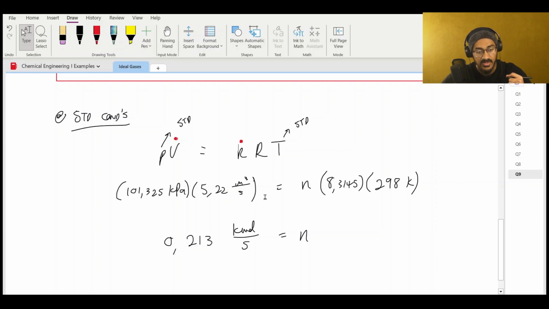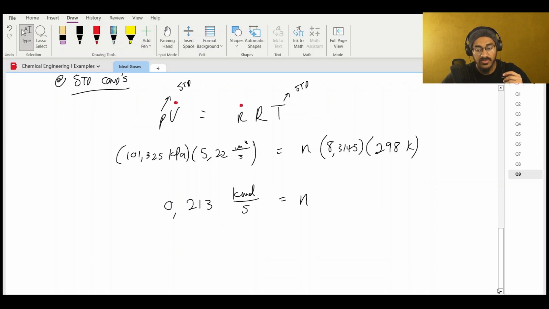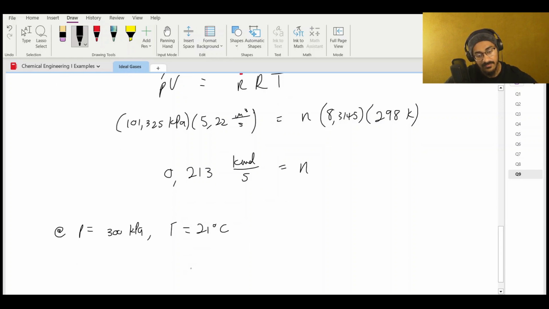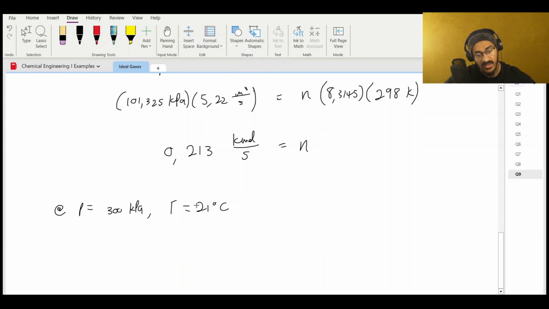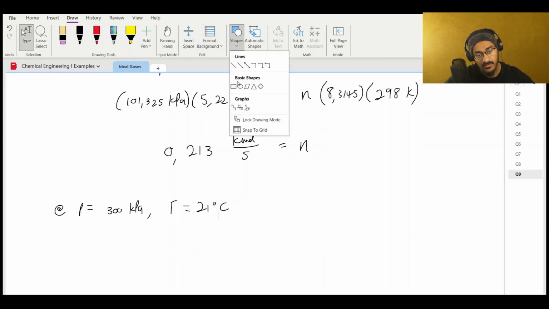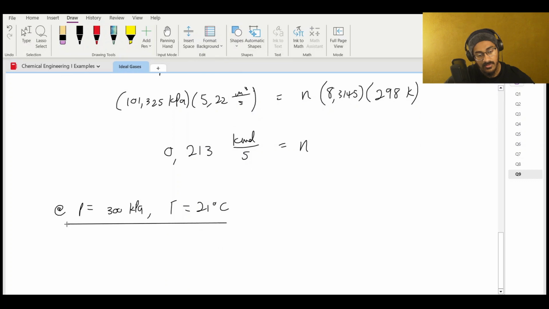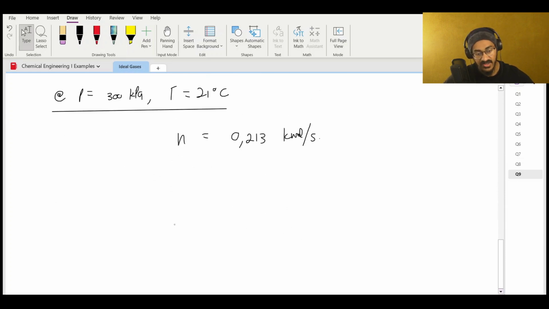All right. So if I know that there are 0.213 kilomoles per second at standard conditions, then I can say at P equals 300 kPa and T equals 21 degrees C, at these conditions, I know that n is still equal to 0.213 kilomoles per second. And once you've shown the examiner that you understand that, you are basically done with the question.